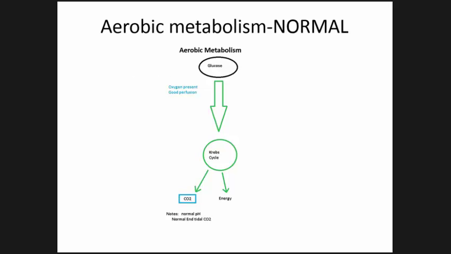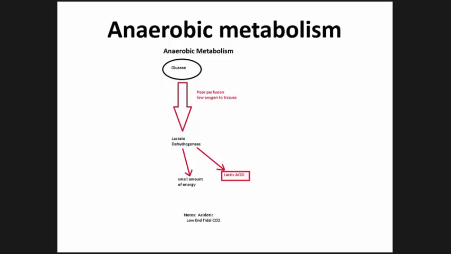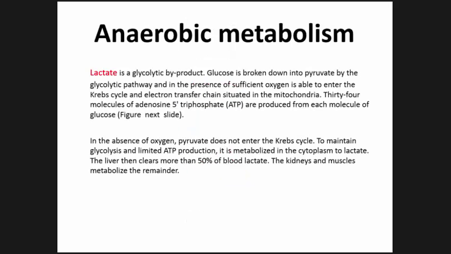Here's aerobic metabolism. Again, this produces 34 ATPs from energy. It's the normal way we use oxygen with good perfusion, and we have normal pH with good end-tidal CO2. If we go to anaerobic metabolism, you have poor perfusion, like we said before, low oxygen to the tissues, LDH converted to lactic acid. We have an acidotic blood, but a low end-tidal CO2.